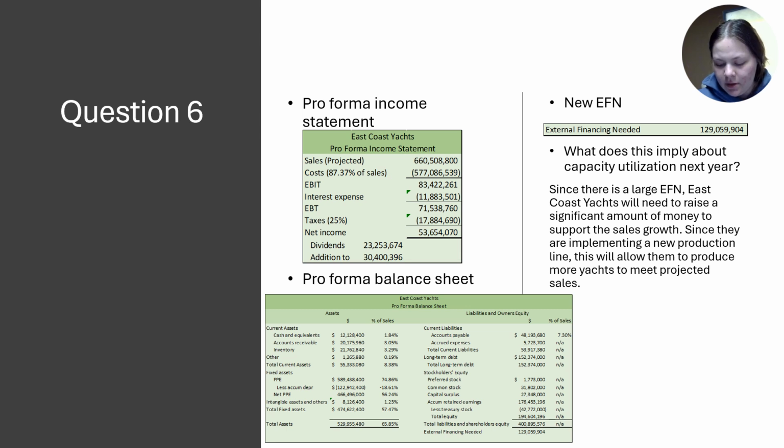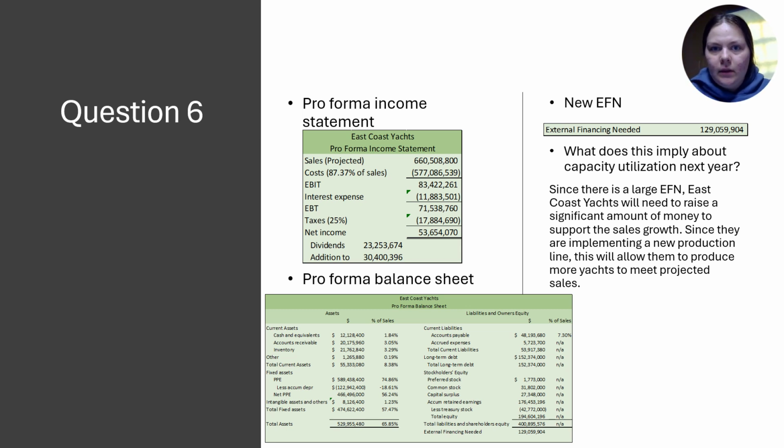Assume that East Coast Yachts is currently producing at 100% of capacity, and sales are expected to grow at 20%. As a result, to expand production, the company must set up an entirely new line at a cost of $95 million. Prepare the pro forma income statement and balance sheet. What is the new EFN with these assumptions? What does this imply about capacity utilization for East Coast Yachts next year?